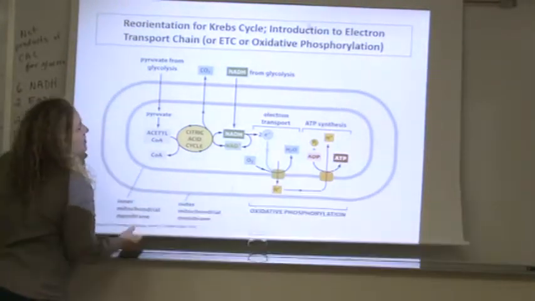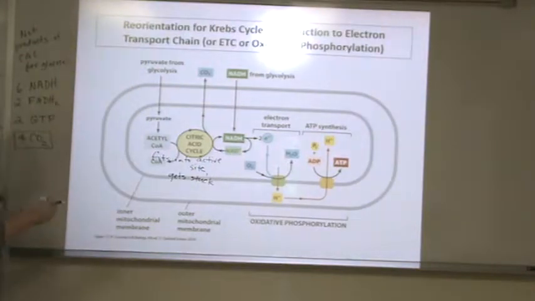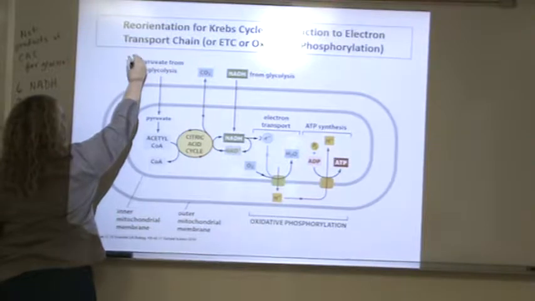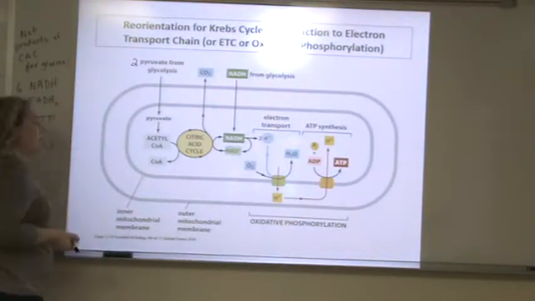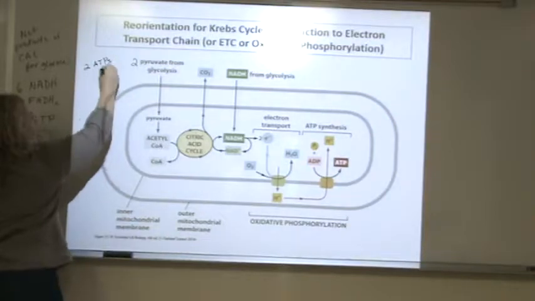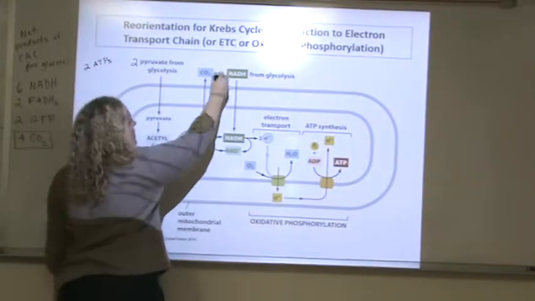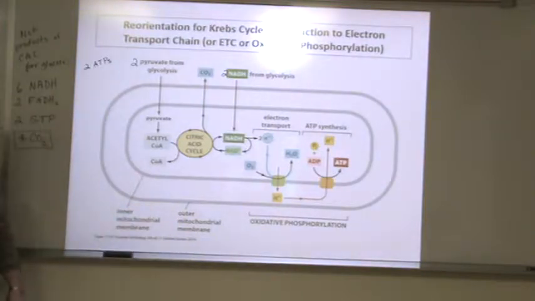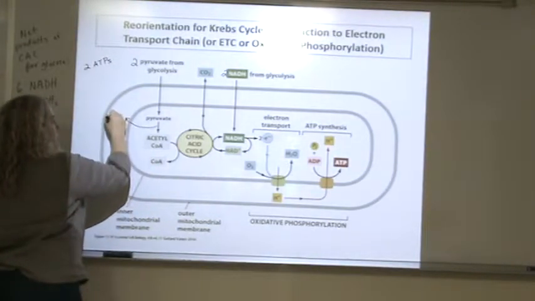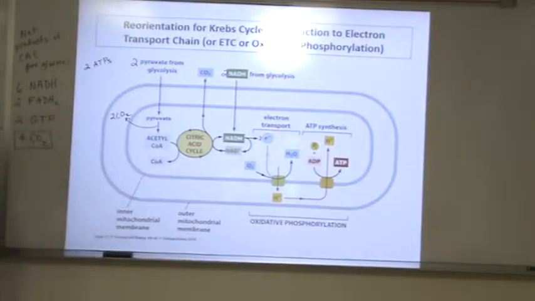So I think I want to add something onto here as far as numbers and overview. So out here we have glycolysis, and if we're talking about per glucose, we had 2 pyruvates produced during glycolysis. And we also have 2 ATPs out here from glycolysis, and we had 2 NADHs also from glycolysis. There is a CO2 release step right there that's not shown.